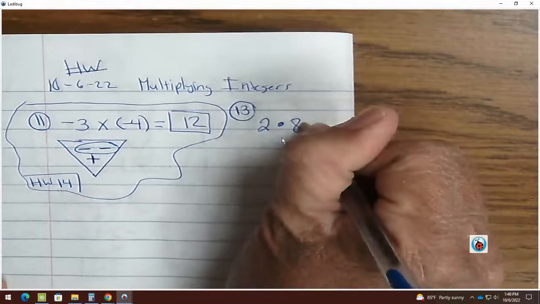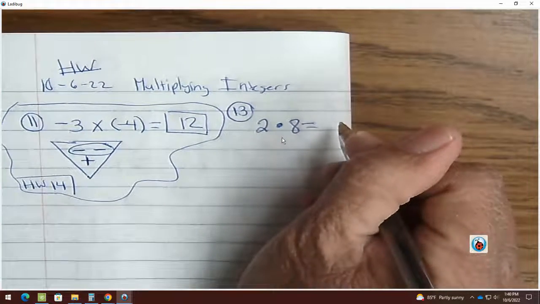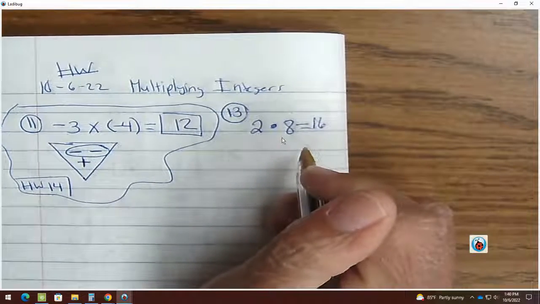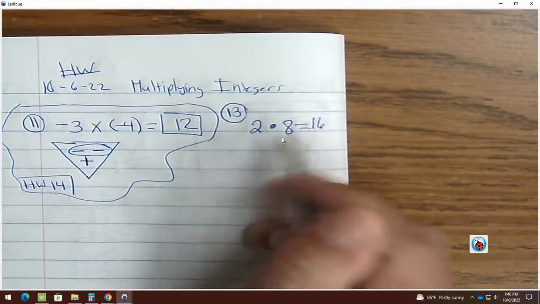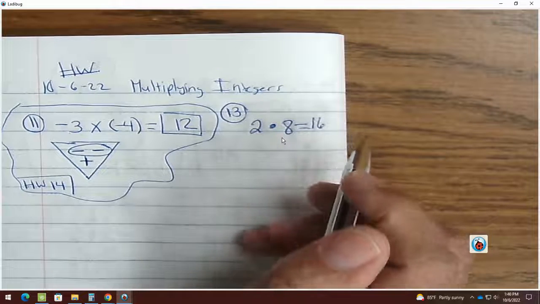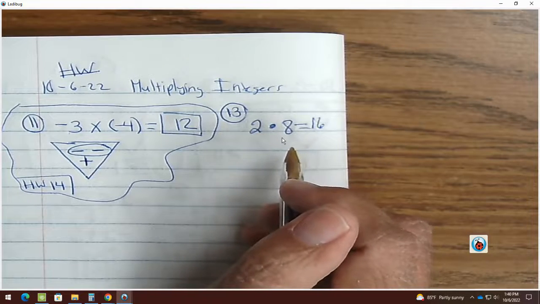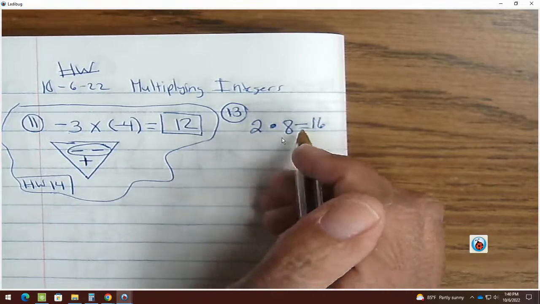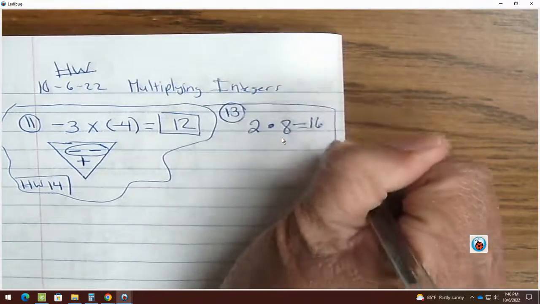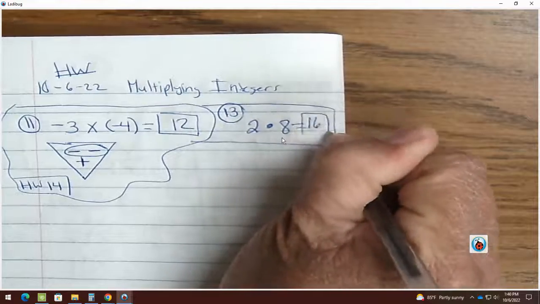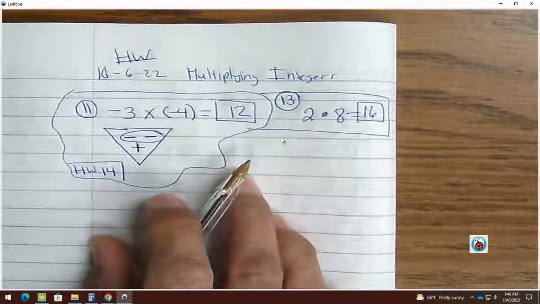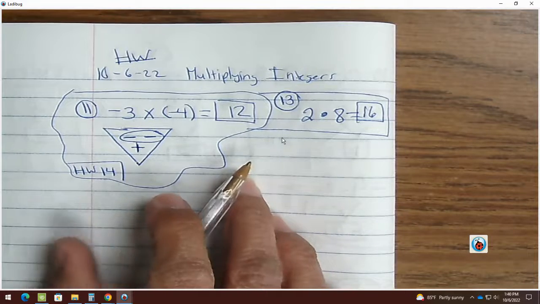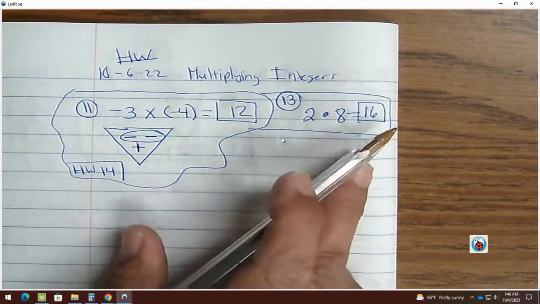Okay, so your first step is multiply like you always do. What's 2 times 8? 16. There's my first step. Primer paso, multiplica como siempre. 2 por 8, 16. Now, hold on. Do you have any negatives? No. Then you don't need Dorito Man. You will just box the thing, you're done. So do I have negatives? The answer is 16, I'm done.